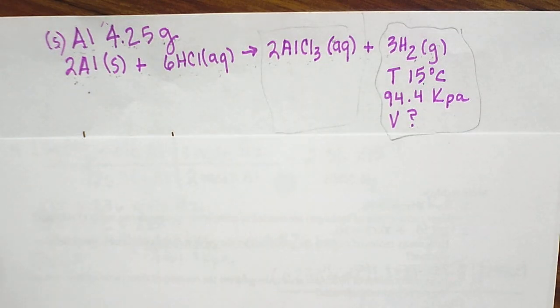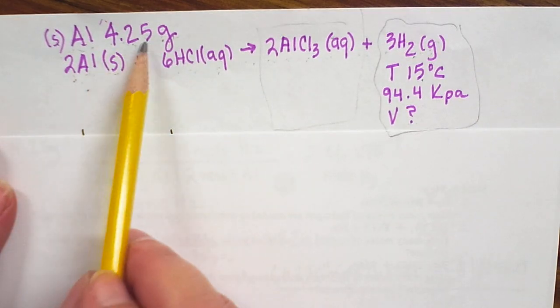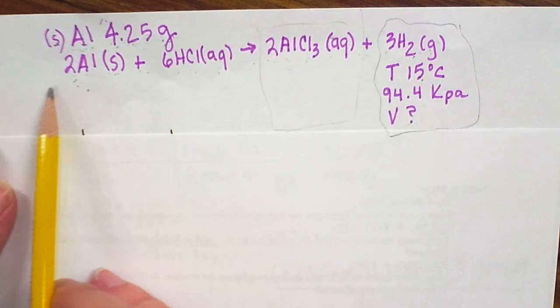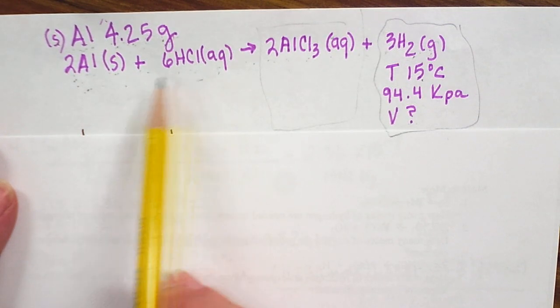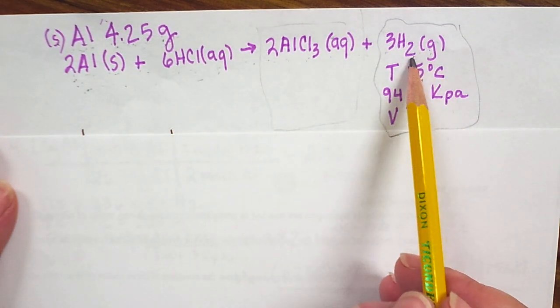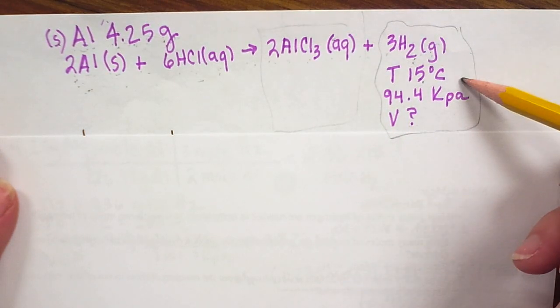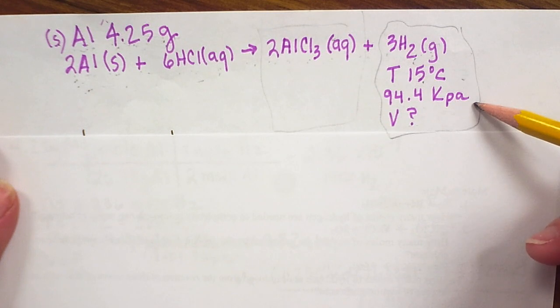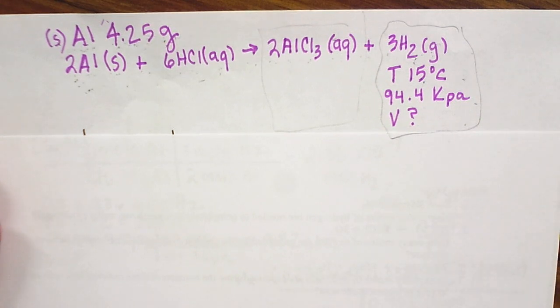So question arose, what is this information? So you are given 4.25 grams of aluminum, and you're reacting that 4.25 grams of aluminum, and the product that you're getting is hydrogen gas. That hydrogen gas is at 15 degrees Celsius and 94.4 kPa. And what I want to know is what is the volume of that hydrogen gas, okay? All right, so here we go.